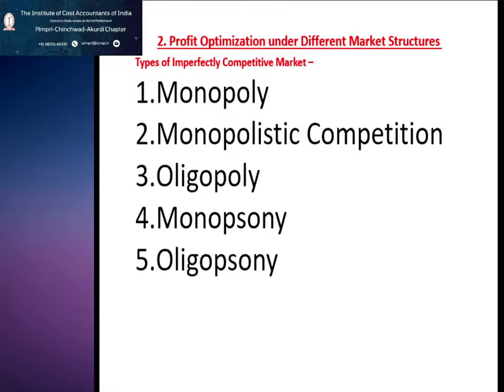Now let's see the types of imperfectly competitive market. There are 5 types of imperfectly competitive market. One is the monopoly, second is the monopolistic competition, third is the oligopoly, fourth is monopsony, and fifth is oligopsony.